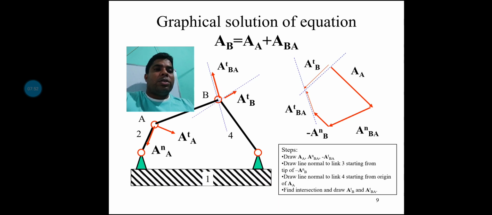Now next, draw the normal line to link 4 starting from the origin of A, and finally find the intersection and draw AB to the power t minus ABA to the power t.